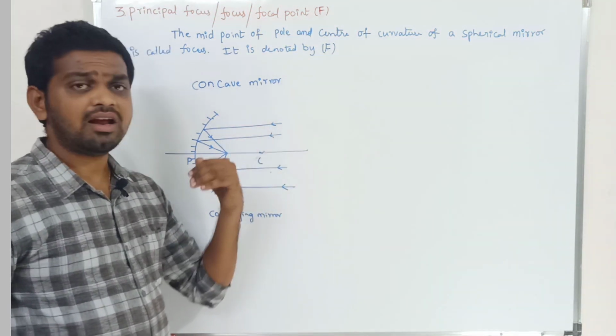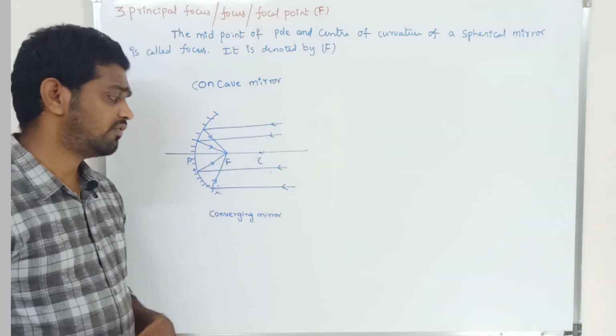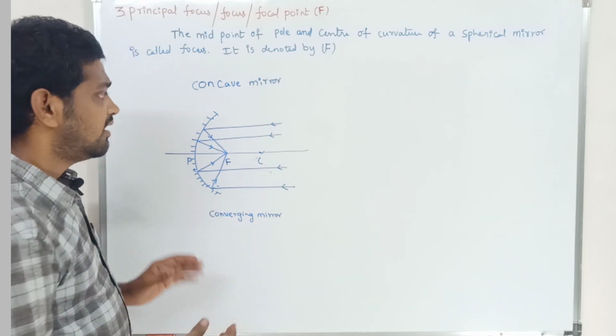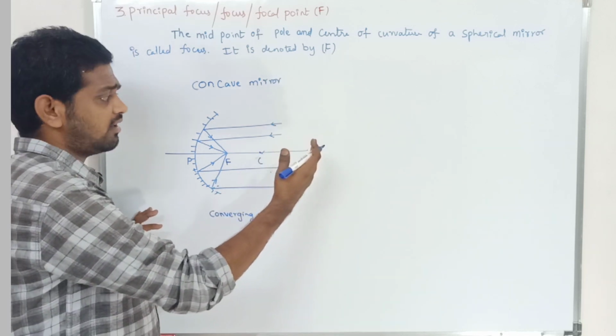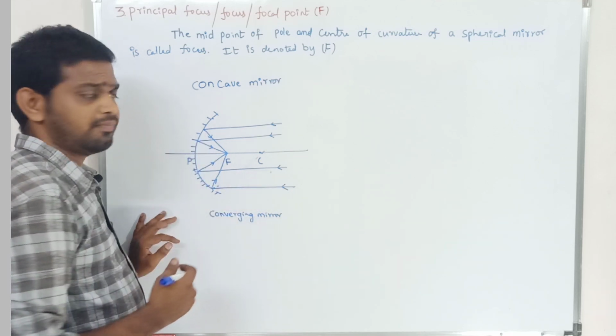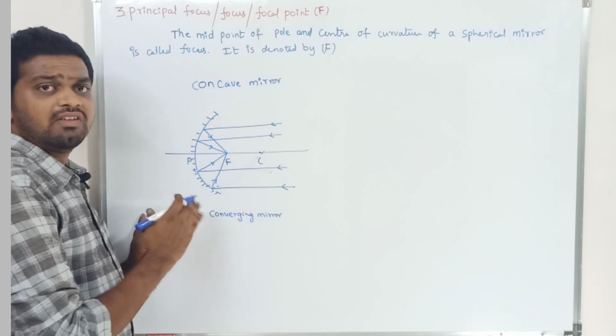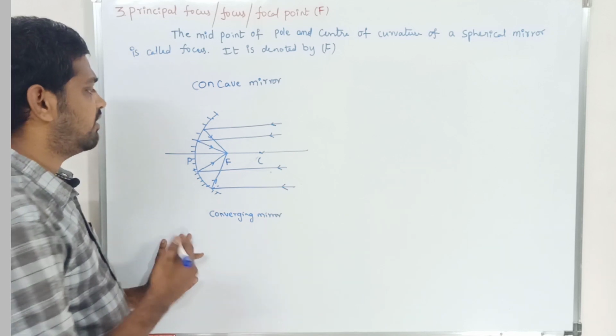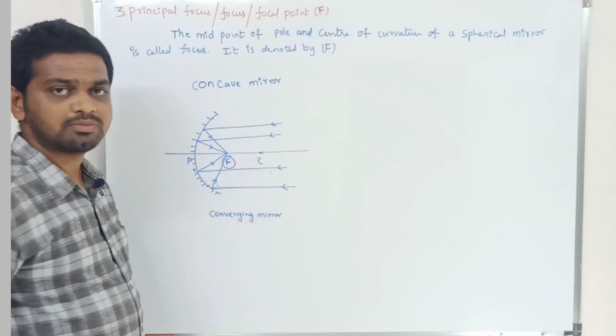In another manner, I am going to explain the definition of the focus for the concave surface. If the set of rays which are parallel to the principal axis fall on the concave mirror, they will converge at one point. At that point we call it the focus or principal focus.